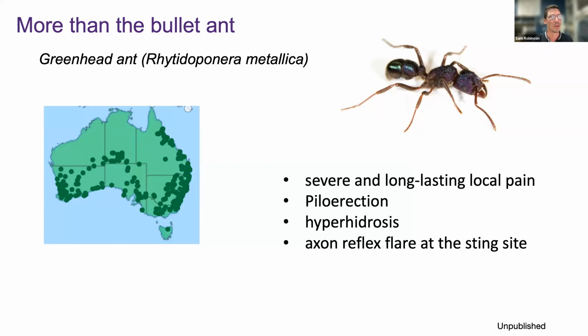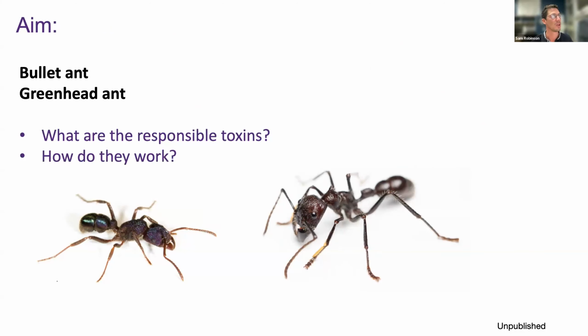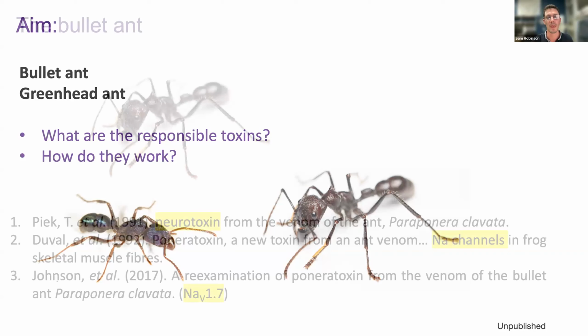So at the start of this little sub-project, our goal was to take the bullet ant and the greenhead ant, understand what the responsible toxins are behind that pain, and understand how they work. So the chemistry and pharmacology behind that sting pain.